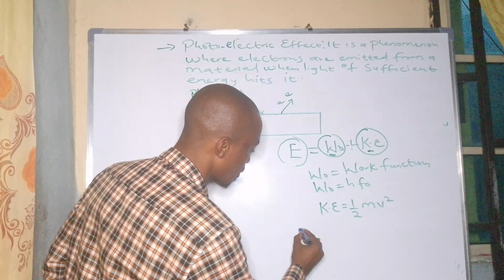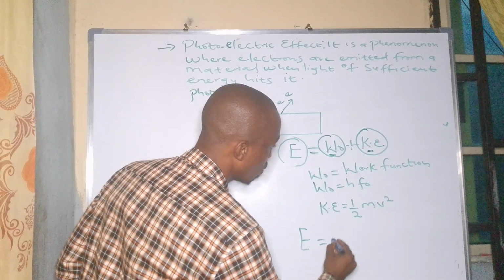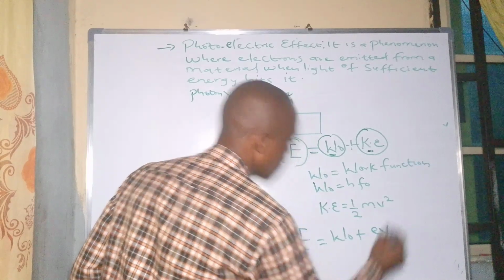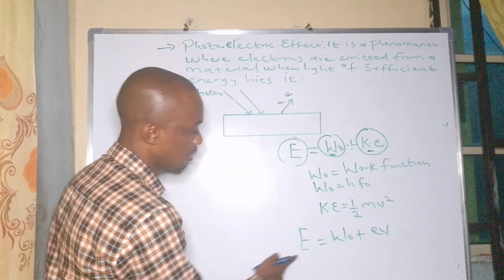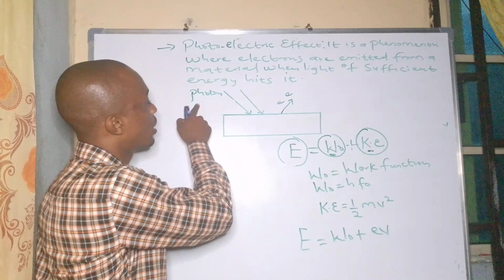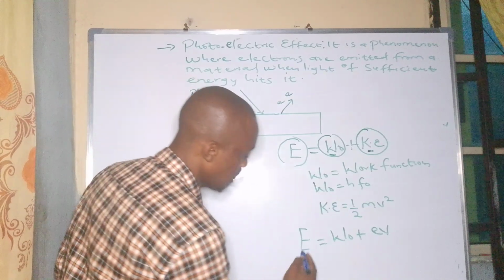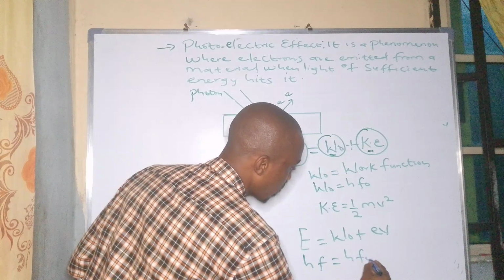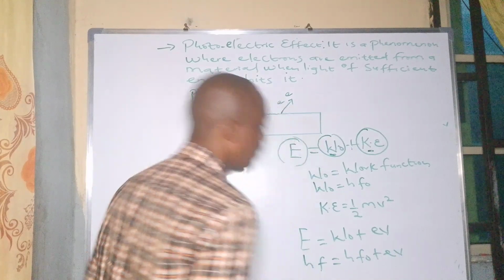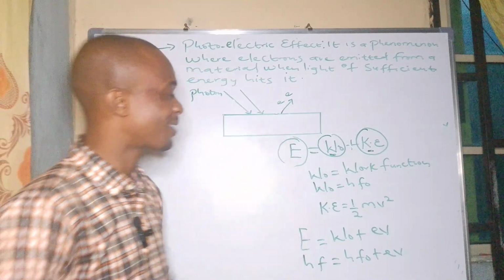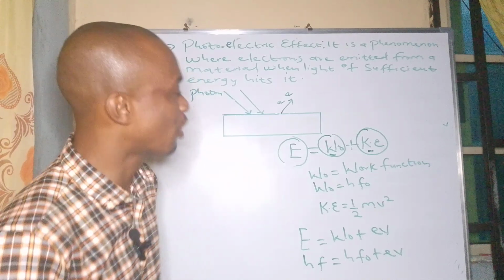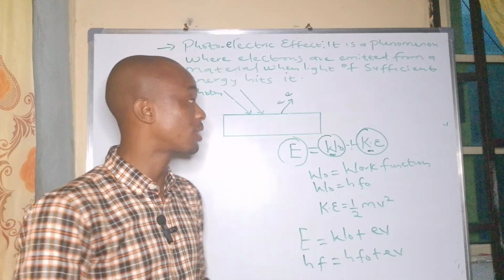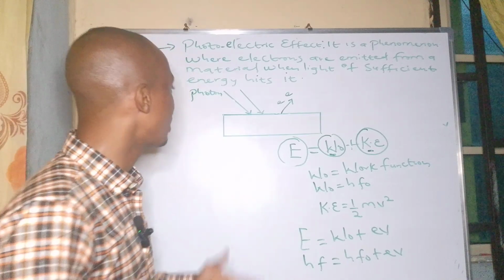Most times this kinetic energy is replaced by stopping potential. You may see this equation like this: E is equal to W naught plus e V, the stopping potential. This E, remember, is the energy of light. So this E can be written as h f equals h f naught plus e V. You have a lot of equations, but not to worry. We are going to be using these equations to solve problems, and we are going to be taking them one after the other.